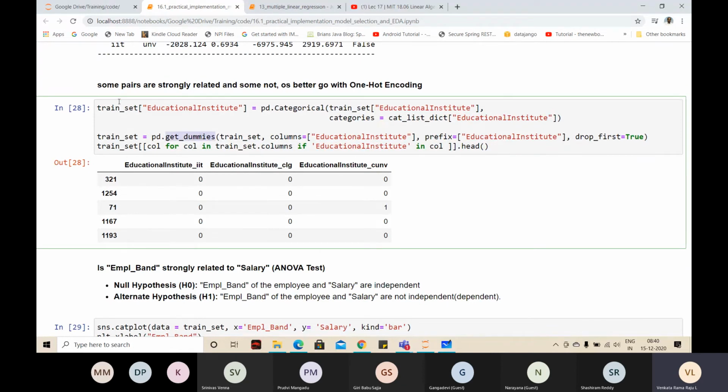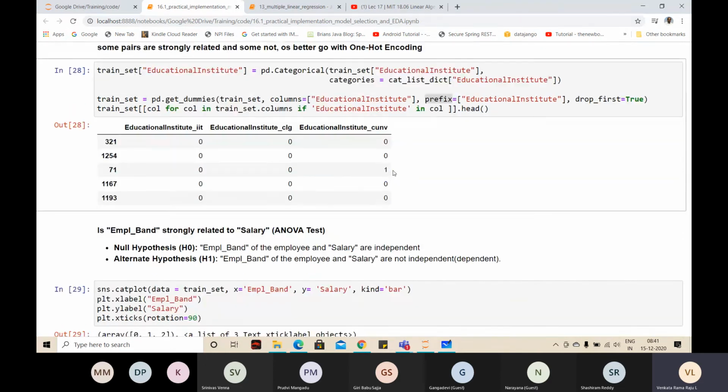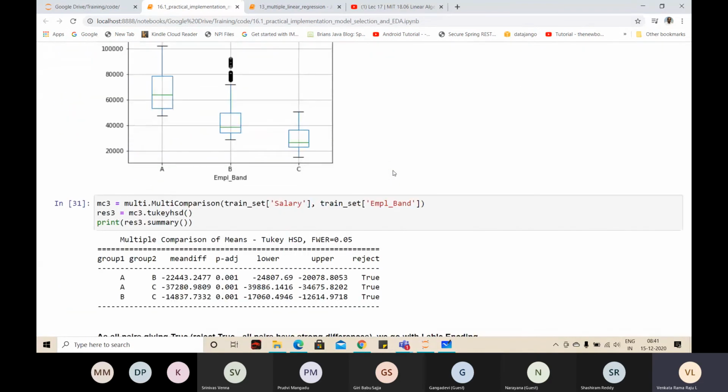See the get_dummies. This is dummy variable creation, one hot encoding. To get dummies, I pass the data set, the column, the prefix, and drop_first=True. There are maybe four educational institutions. I created only 3 columns because I said drop_first=True. The prefix is for that particular column name and then the category. It is going to create the dummy variables. Look at the file and you will understand all these columns.